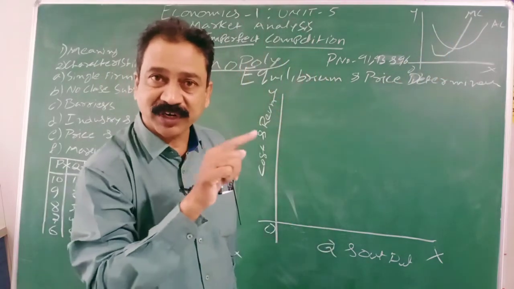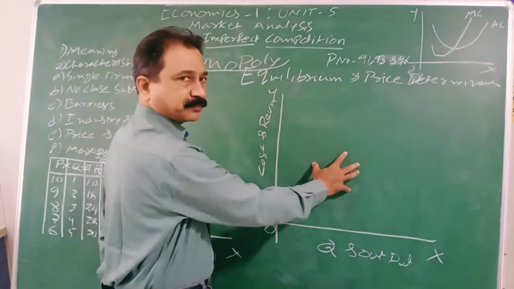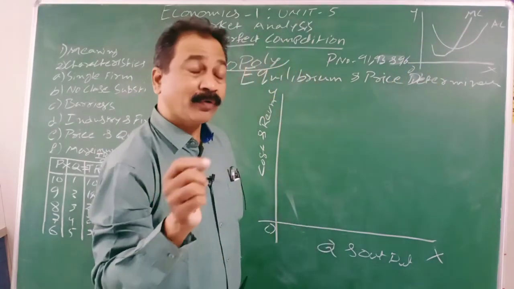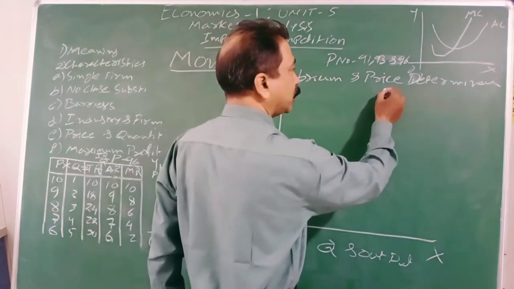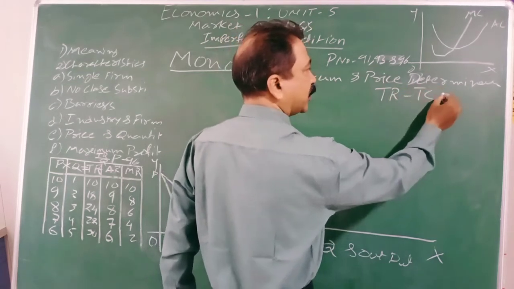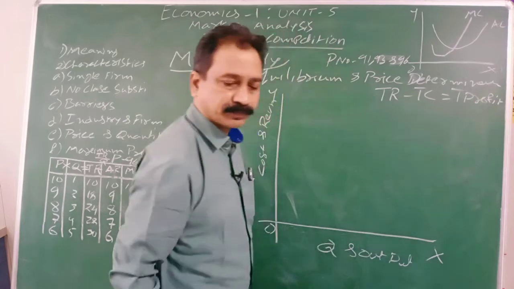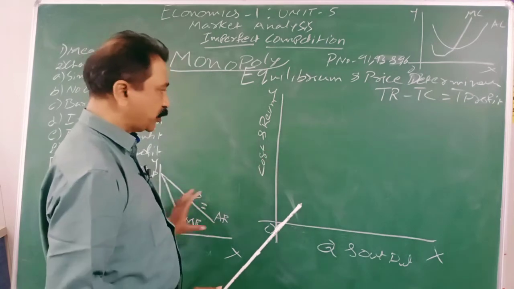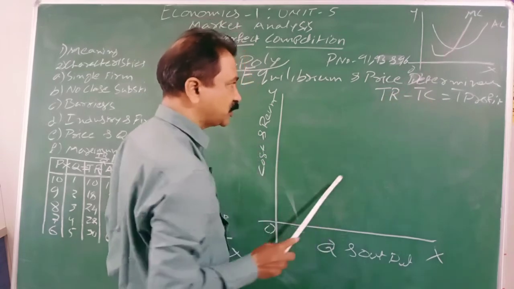The gap between cost and revenue decides the profit. Revenue curves and cost curves: when they both come together, we will know the profit margins. As it is, how do we get to know the profit? TR, total revenue, minus total cost equals total profit. Right? To know this, we have to get the total revenue, with the average revenue and marginal revenue curves here. And to get the total cost, you have to get the average cost and marginal cost here.